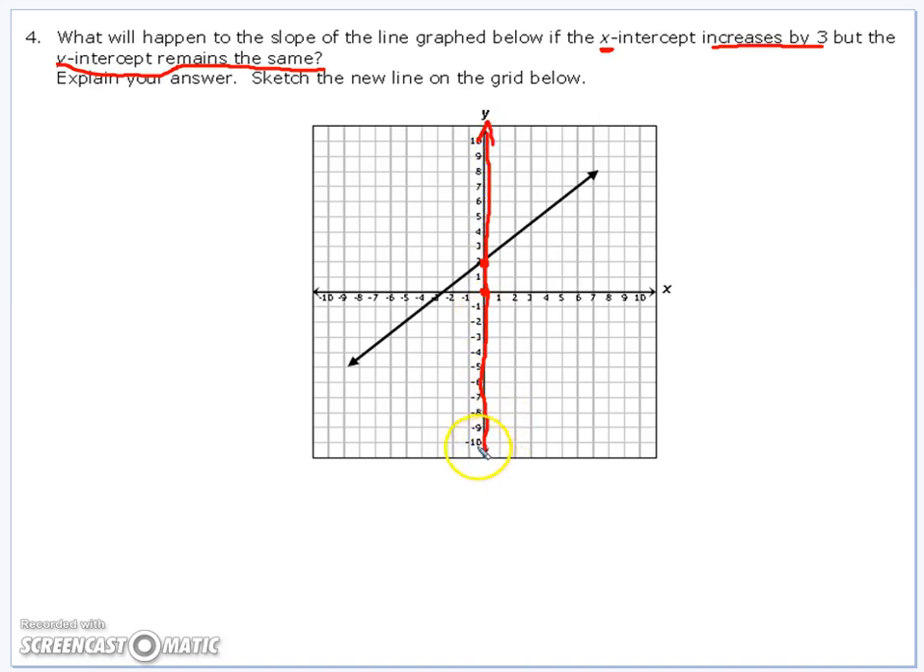And now it's no longer actually a function. It actually breaks the rules of linear functions. You can't have a linear function that's a vertical line. So what happened to the graph? Well, it just became a vertical line, making it no longer a linear function by making our x-intercept go up 3 and leaving our y-intercept the same.